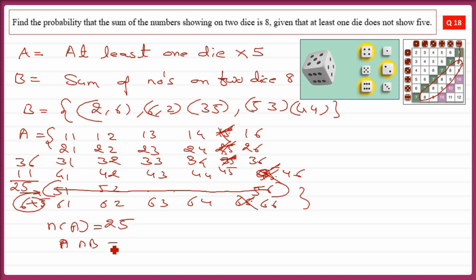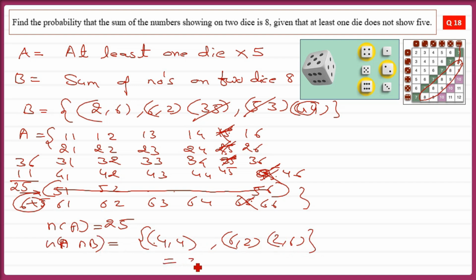Now A intersection B. So all these 5 entries cannot come which are in B, because A does not contain 5. So 5 3 and 3 5 cannot come. All others can come because A is actually the whole sample space except values where 5 appears. So 4 4, 6 2, 2 6, all these are the values which are common in A and B together. So the number of elements in A intersection B is 3 now.